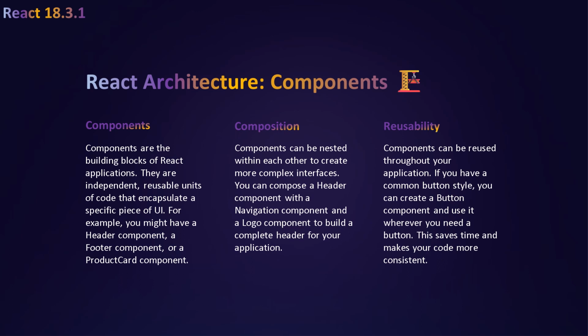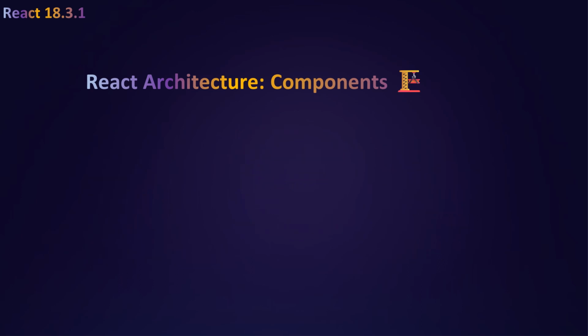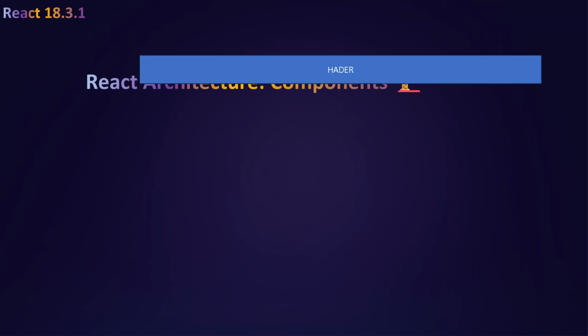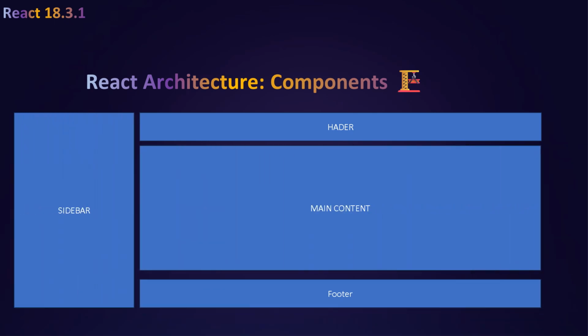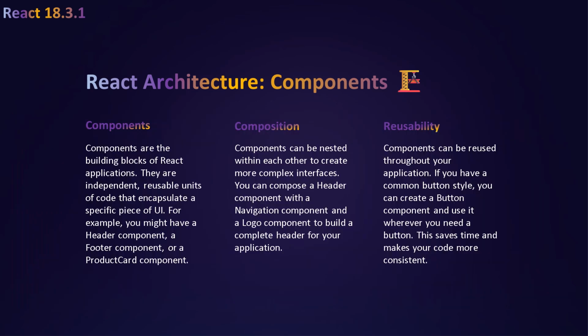Let us see the architecture. The architecture used in React is component based. This architecture basically divides our application into smaller parts, which can be combined to make more complex UIs. For example, a website can be divided into header, footer, main content, and sidebar. These parts are different components, and they can be easily combined to make the whole website. The components are also reusable.